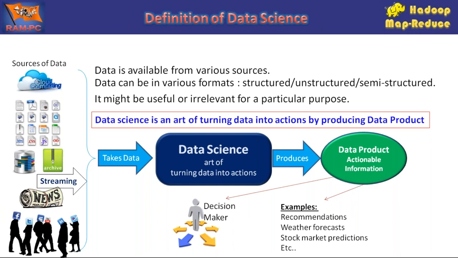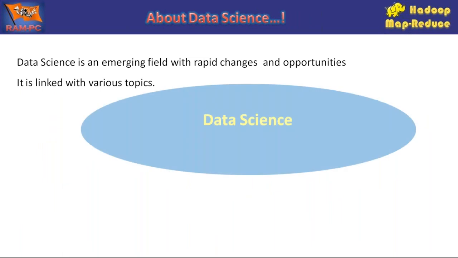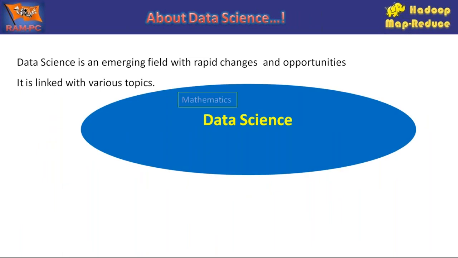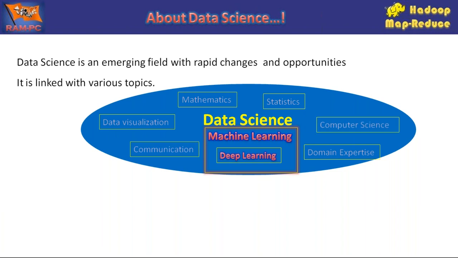Recommendation system is also one component of the data product. Okay. Now this is the definition of data science. Now about data science. Data science is the combination of different fields. There is mathematics, statistics, machine learning. Inside machine learning, there is deep learning, and then domain expertise, data visualization, communication, and computer science. Computer science comes with the big data concept also, so one part is big data for data science. And as for mathematics, most of the machine learning algorithms are designed based on mathematics and statistics.